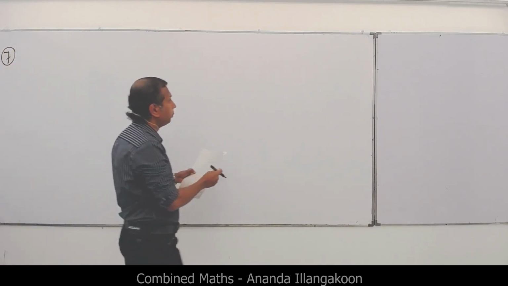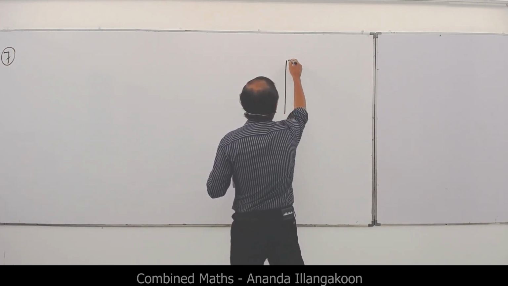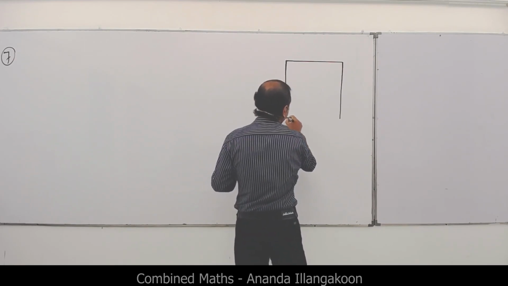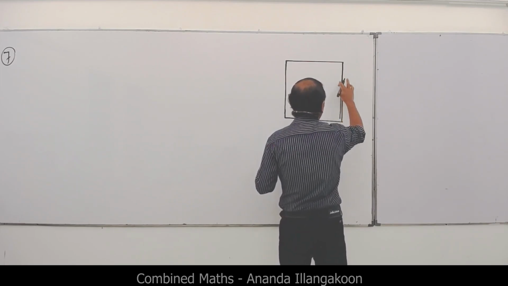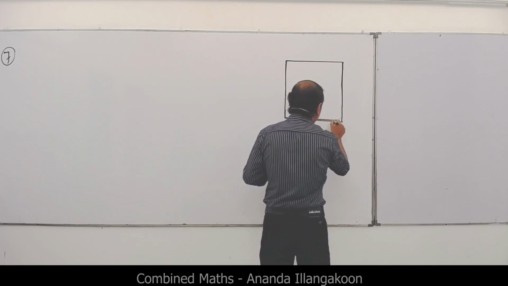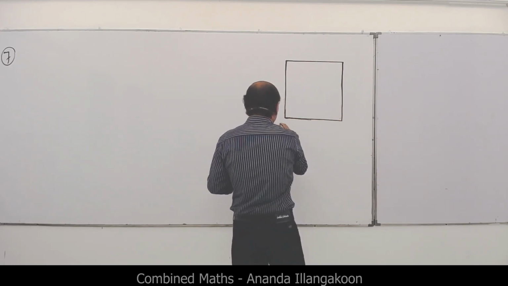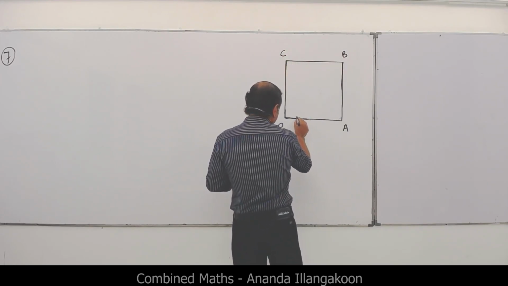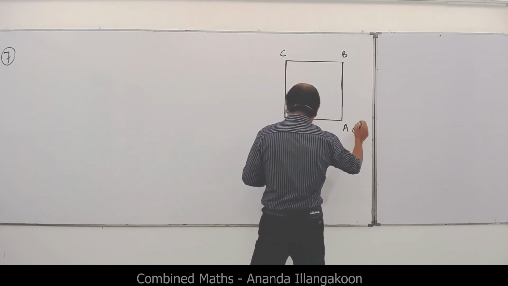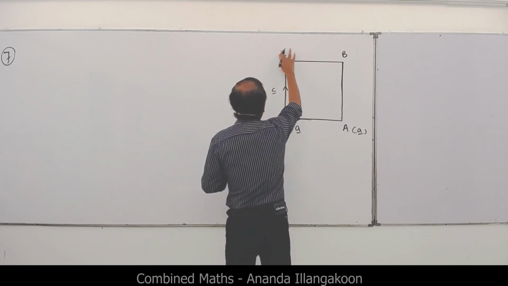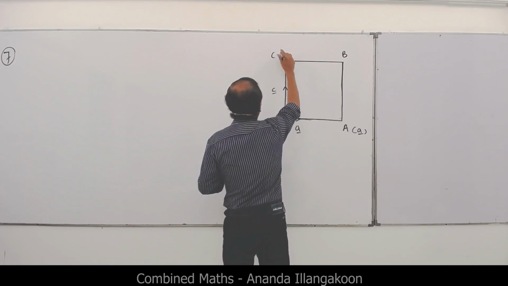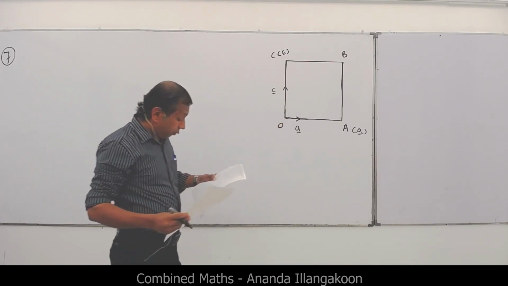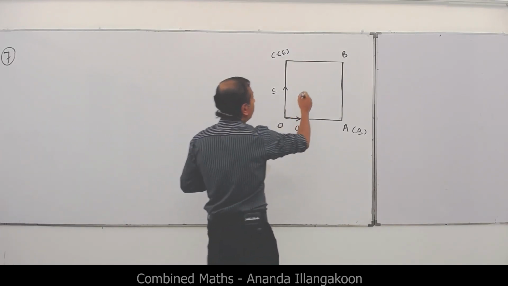Number 7 is the square. Here O, A, B, C. OA vector is simple A, the position vector of A. Or C vector, simple C, the position vector of C. Next one given this way, midpoint of BC is D. Here D, midpoint of BC is D, yeah.